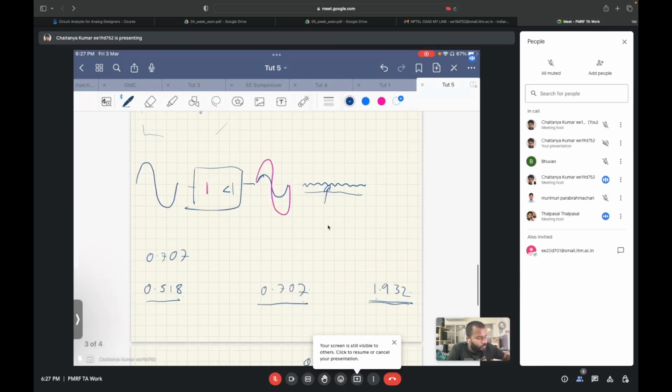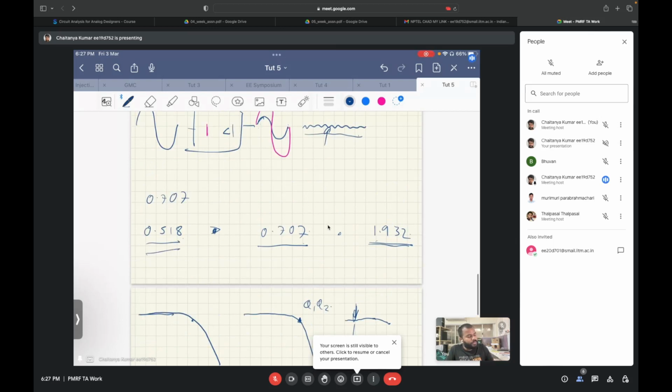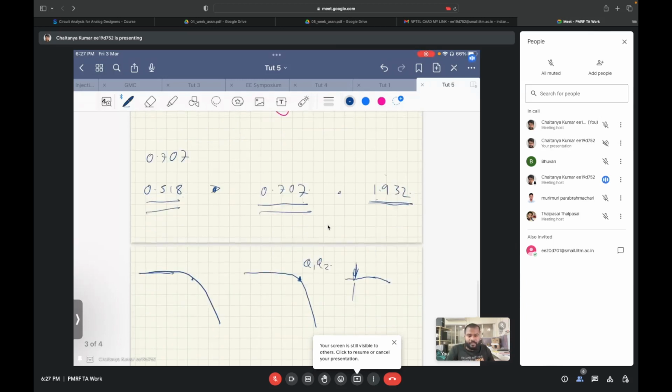Having said that, we now know the order of the quality factors: 0.518 should come first, then 0.707, then 1.932. The other thing to keep in mind is you should not do dynamic range scaling of individual biquads. You should always do dynamic range scaling of the cascade of biquads. So first design all these filters, put them in cascade, and then see what dynamic range scaling you will have to do. Because let's say you do dynamic range scaling of individual biquads.